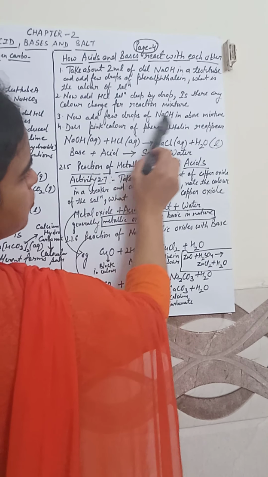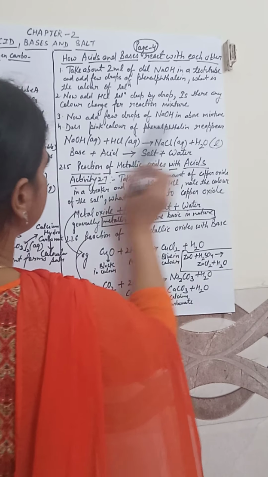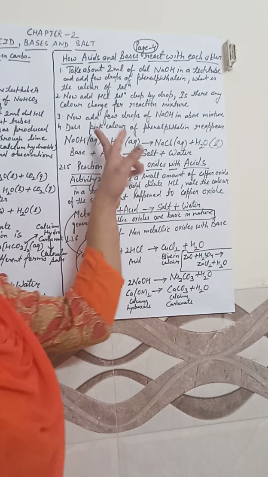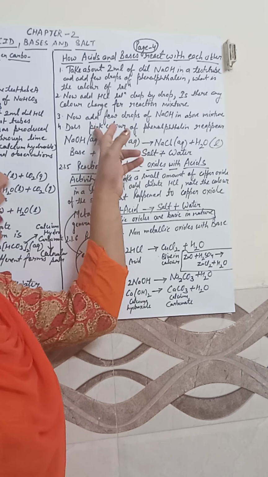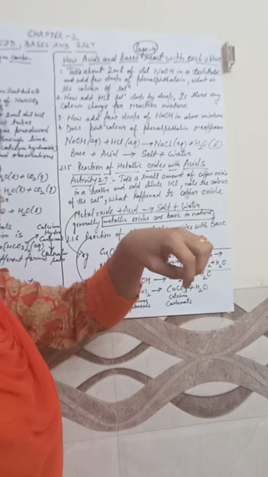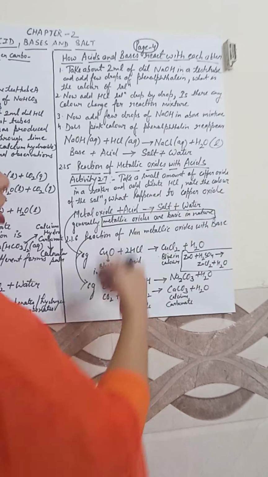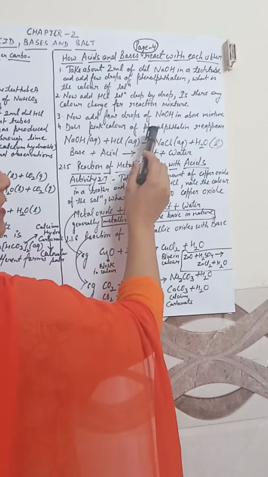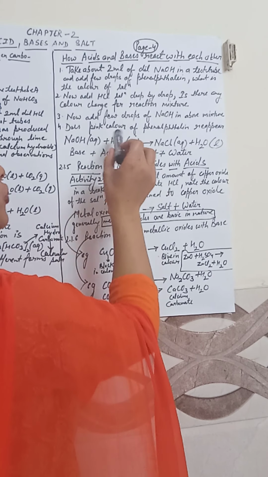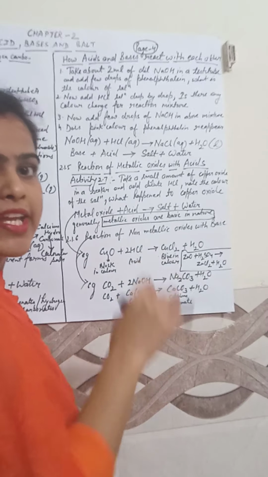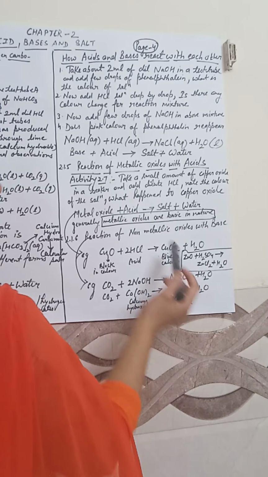Now add a few drops of NaOH to the above mixture. Does the pink color of phenolphthalein reappear? So it shows that whenever phenolphthalein is added to a base, it shows color. If we add acid again, it gets neutralized. If we add base again, it again shows pink color. So the pink color reappears, which shows the presence of base. So it means whenever we add base to acid or acid to base, they neutralize each other.